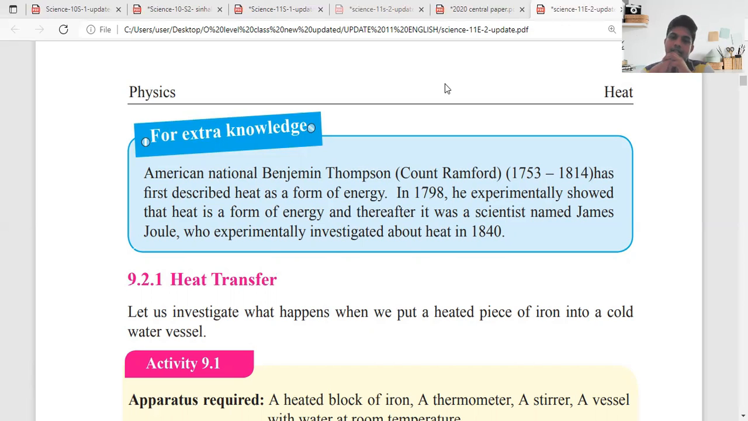In 1798 the experiment showed that heat is a form of energy, and thereafter a scientist named James Joule experimentally investigated heat.